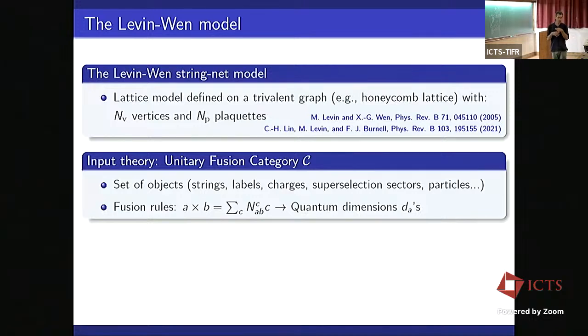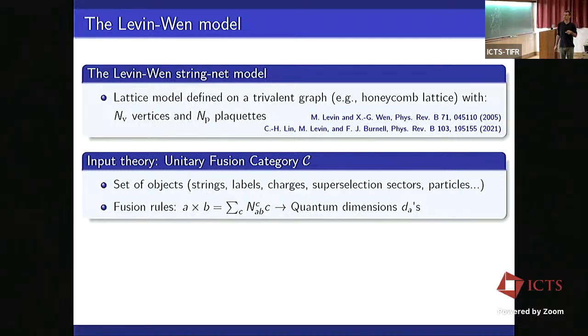And for people who have never heard, or who do not want to hear about category theory, you should simply think that it's given by a set of objects. You can think about spin half, for instance, if you wish, or spin 1 or spin whatever you wish. Sometimes it's more complicated than a spin. It can be some group elements and many other things. In the literature, these objects, which is the usual name for the things belonging to a category, can also be called strings or labels or charges or superselection sectors, whatever you wish. And to define the model, we need this set of objects.